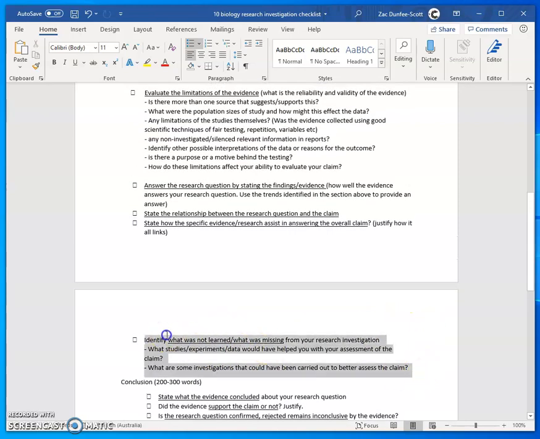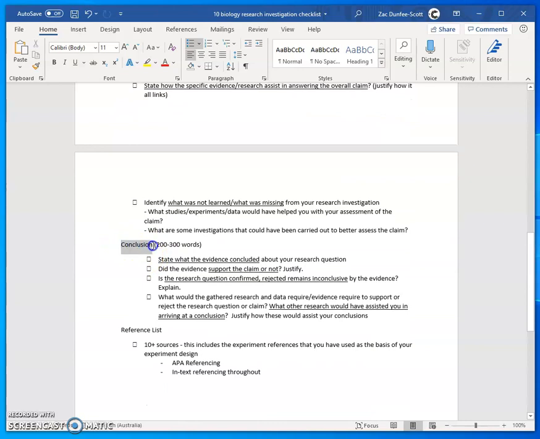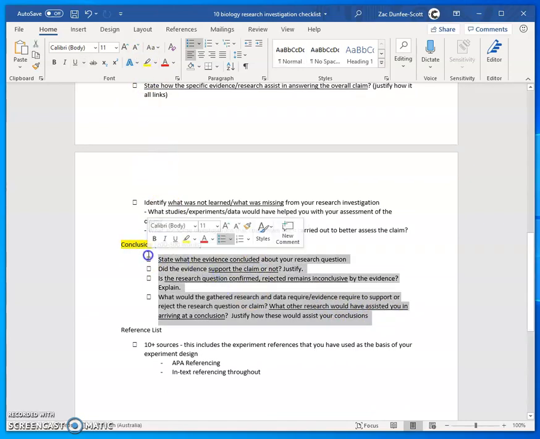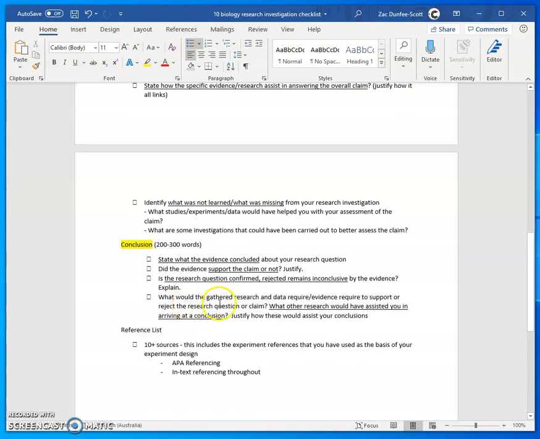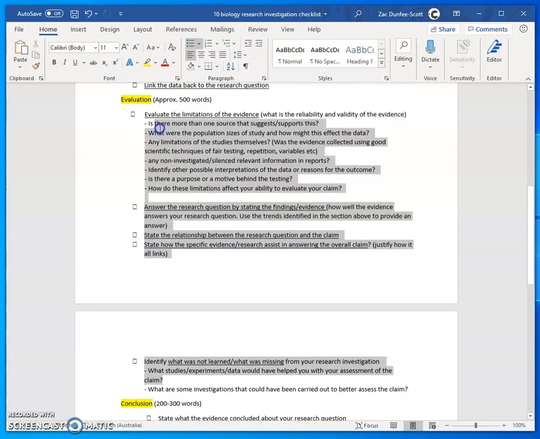Okay, so that's the last bit of your evaluation there. And the last bit of your assignment is your conclusion, and no new information is put here. It is just a coherent, concise summary of the outcome of your assignment.